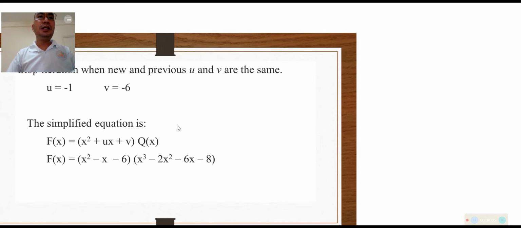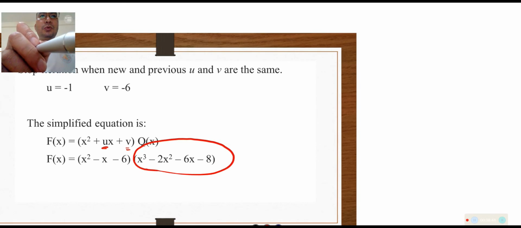And then earlier we said that the values of U and V will be replaced in this equation times the function Q of X. So the value of U is equal to -1 and V is -6. That's why the equation here is x squared minus x minus 6. But how did we get this one? Where did we get this Q of X?